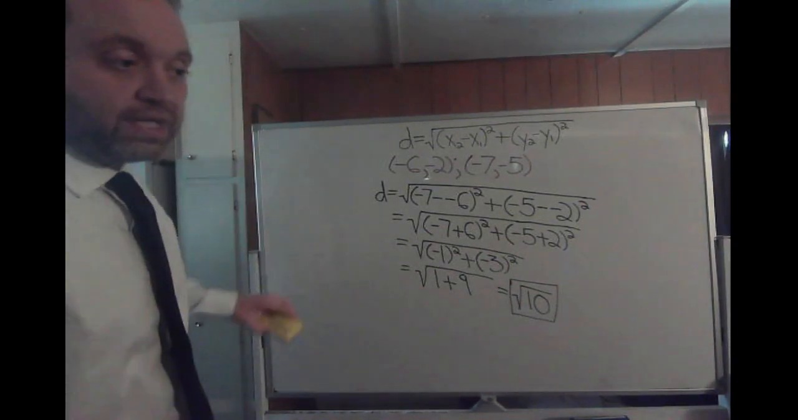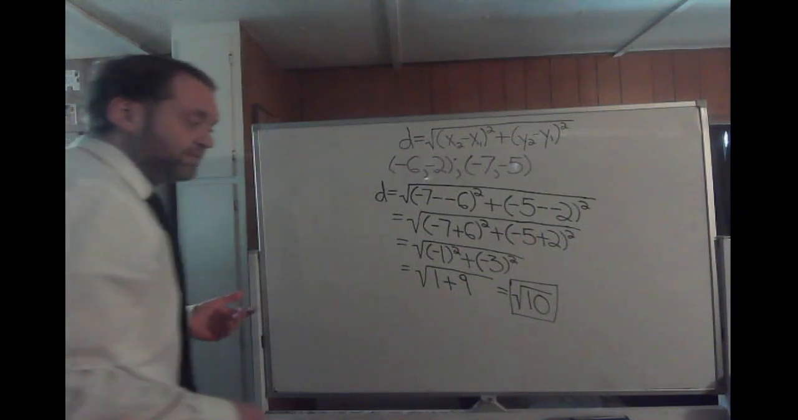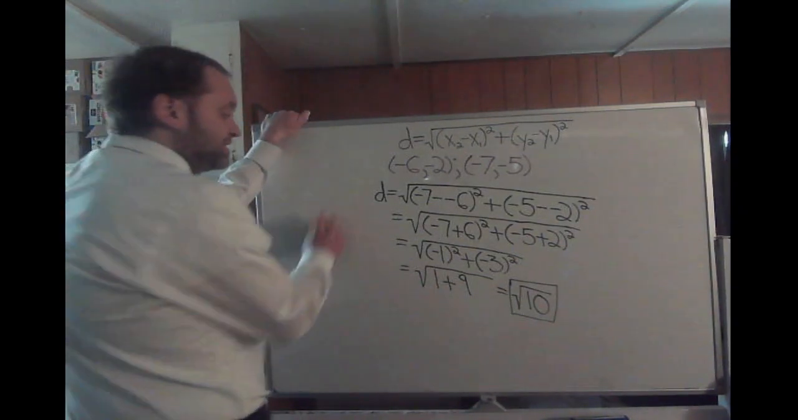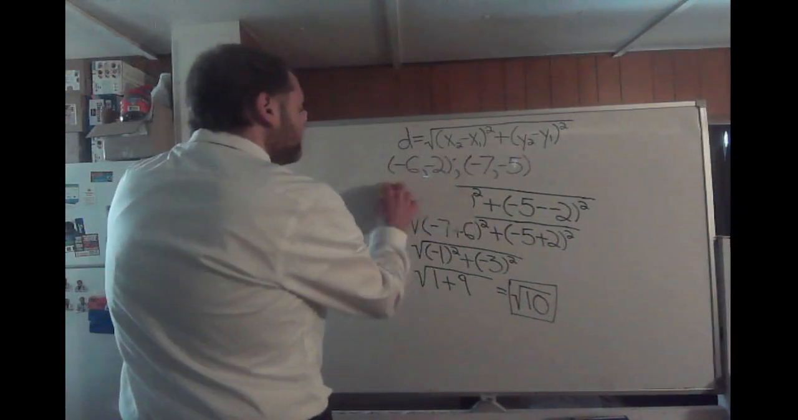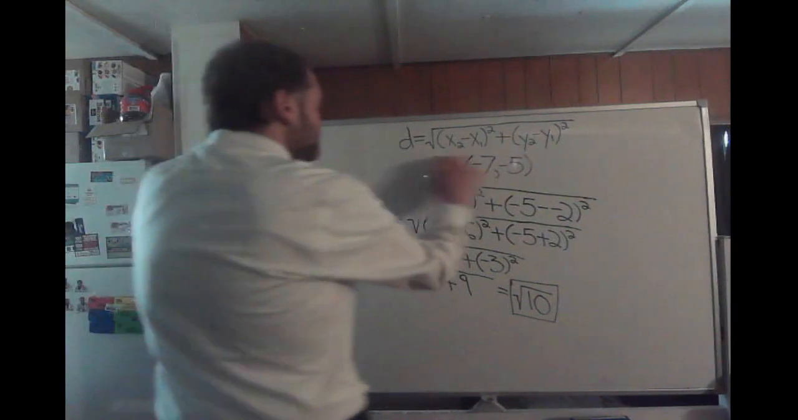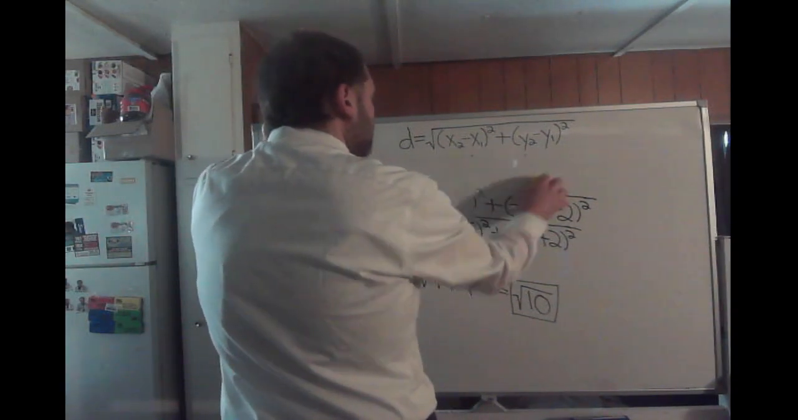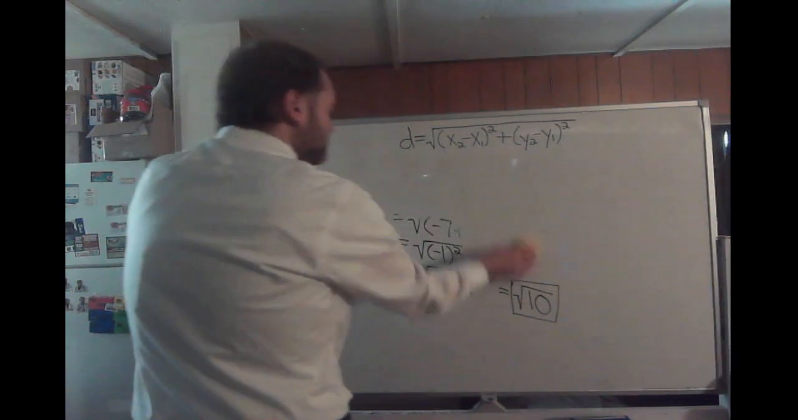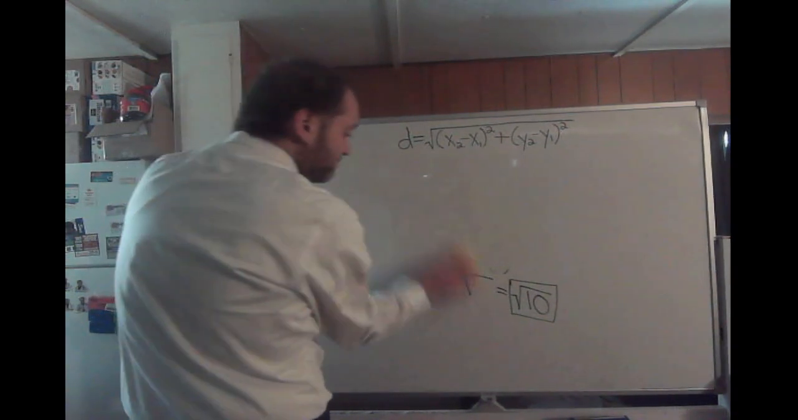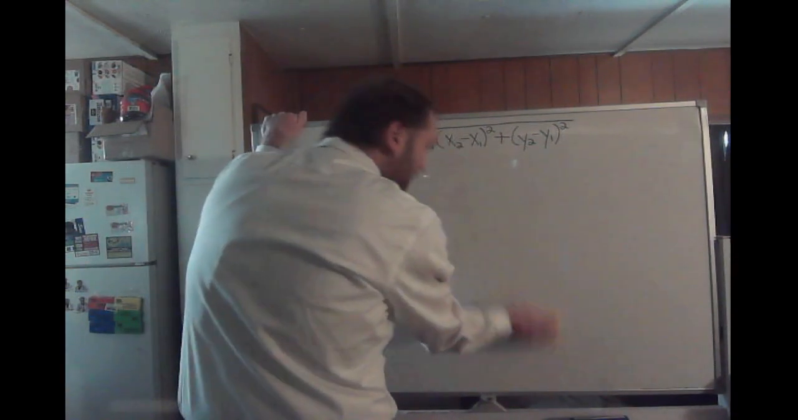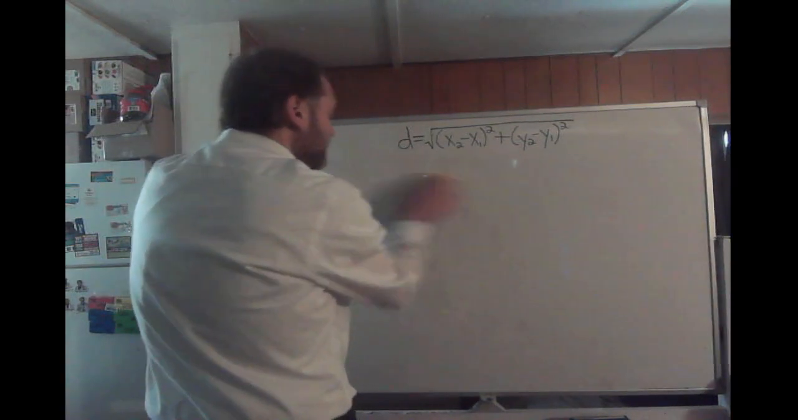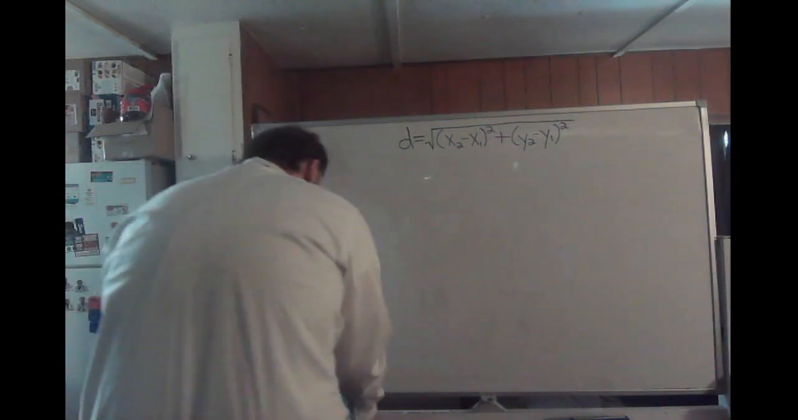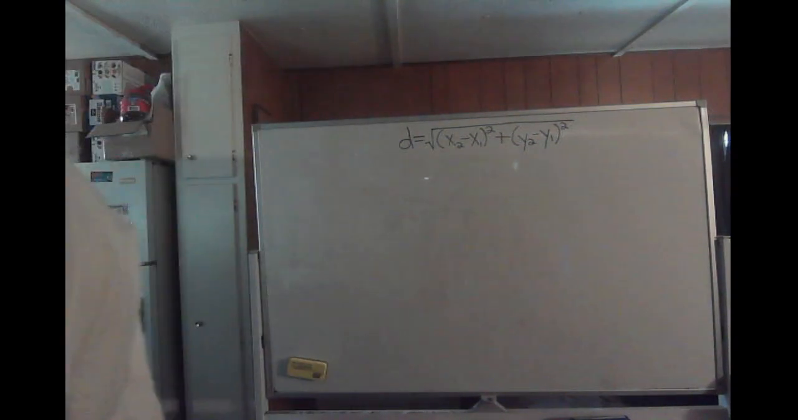If you really want to get a decimal approximation, feel free, but that's really not necessary. In fact, in future lessons, it may be helpful to leave it in radical form, because you can apply the distance formula to find the lengths and areas of rectangles and triangles, stuff like that. So that's just something to keep in mind.